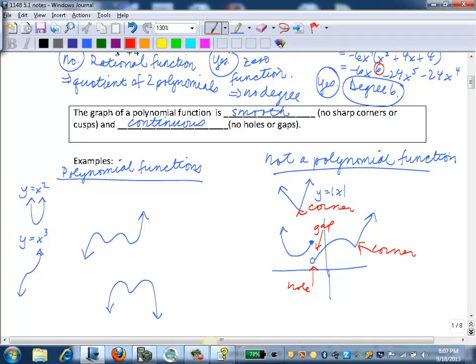So you will be asked in your homework to look at the picture of a graph of a function and determine whether it's a polynomial function just from its shape. So you're just going to look for the smooth and continuous in order to be a polynomial function.